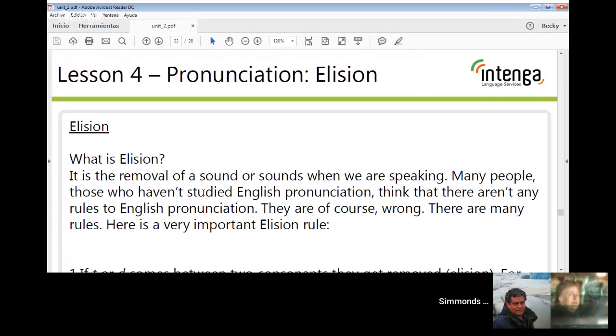Yes. So basically, the most important part here is the removal of sound or sounds when we're speaking. Okay? That's the most important part here.